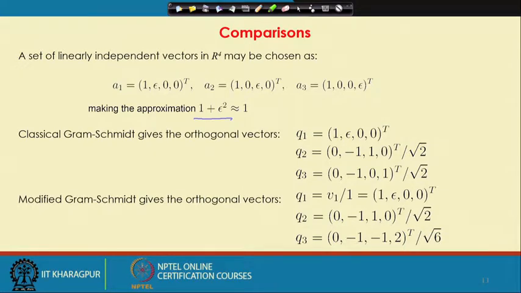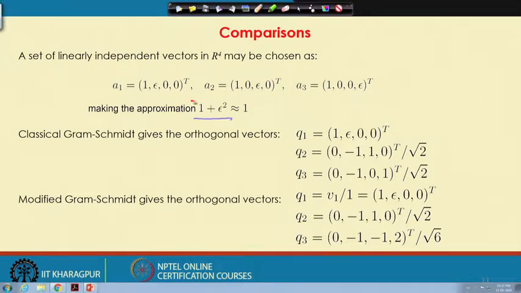Okay. So, we see the modified Gram-Schmidt solution. The first one is 1, epsilon, 0, 0, the second one is the same, 0, minus 1, 1, 0, by root 2, the third one is changed, 0, minus 1, minus 1, 2, by root 6. The third vector in Gram-Schmidt and modified Gram-Schmidt are different, and that is because this approximation 1 plus epsilon square is equal to 1 is made somewhere here, which has not been made in modified Gram-Schmidt at that particular location, and you can try it yourself, you will see that this step is arising.